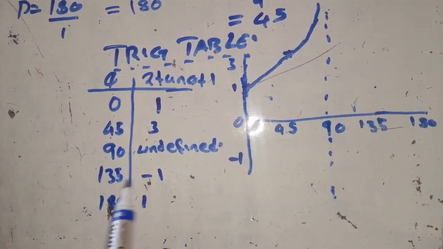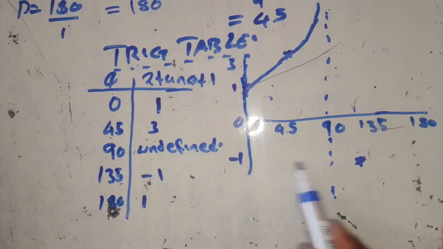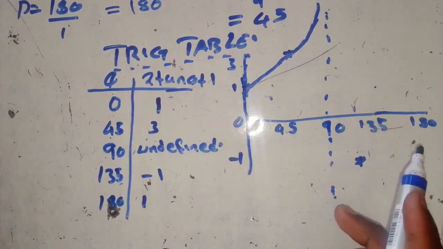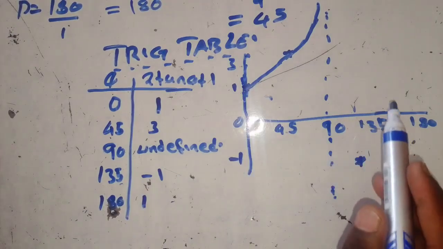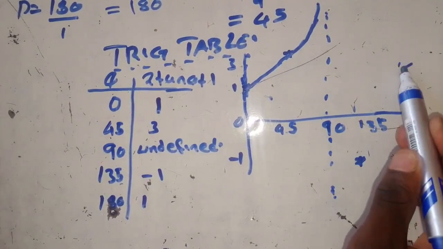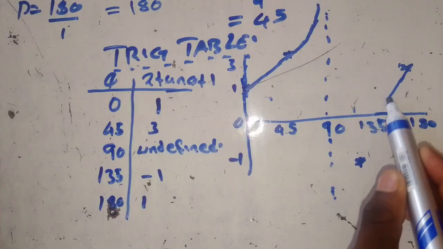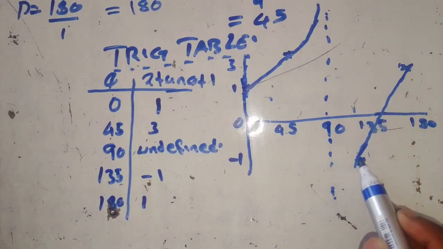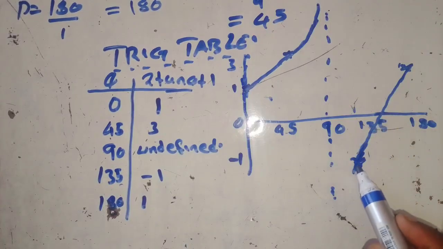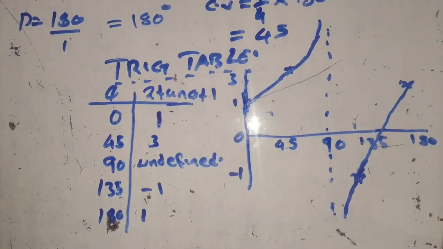After this, we have 135, negative 1. It's somewhere here. Then the last one is 180, 1. So 180, 1 is here. Then you just draw the line which should move toward the asymptote but shouldn't meet the asymptote. So this is the graph of 2 tan theta plus 1.